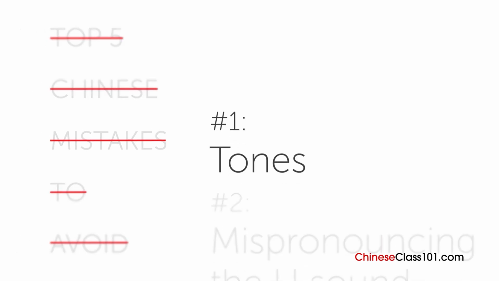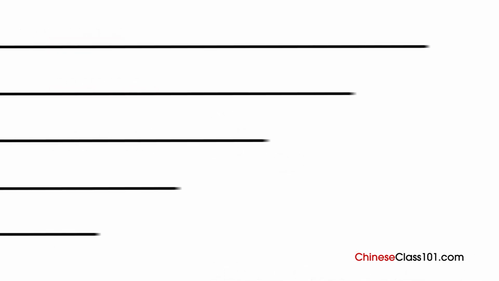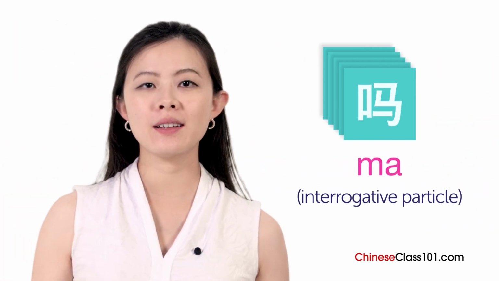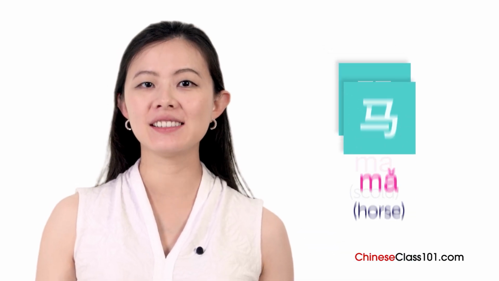Number 1. Tones. Chinese is a tonal language. The tones are a major challenge for Chinese learners of all levels, but they can't be avoided. Using the wrong tone can give a word a completely different meaning and lead to miscommunication. Ma, ma, ma, ma, ma.